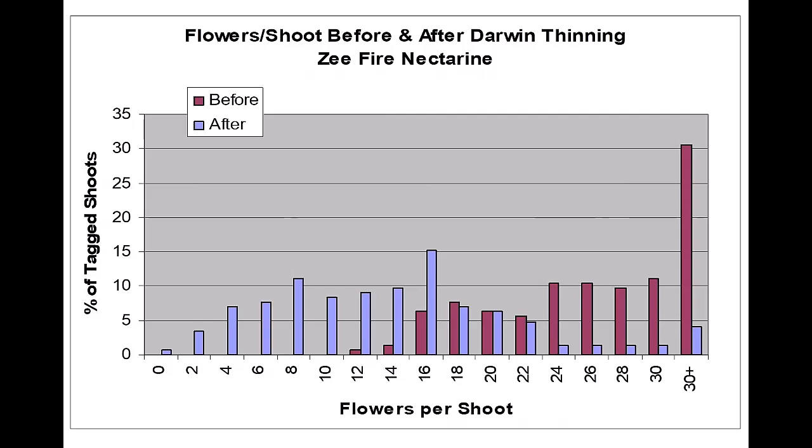This is just some data showing the amount of flowers before. A lot of shoots had more than 30 flowers on. Then after going through one pass, it really knocks down a lot of the excess flowers and it spreads out your flowers throughout the canopy.